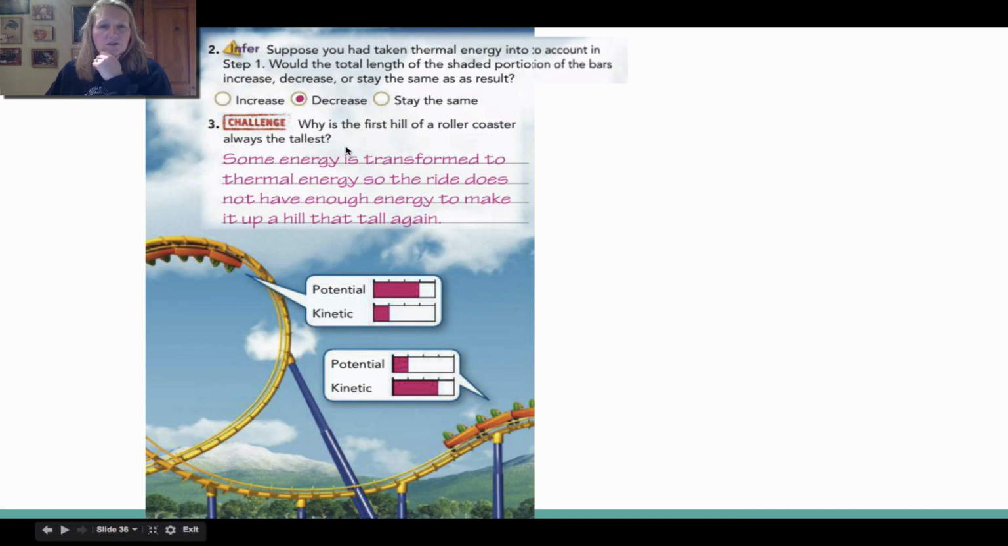Why is the first hill of the roller coaster always the tallest? Some energy is transformed into thermal energy, so the ride does not have enough energy to make it up a hill that tall again.